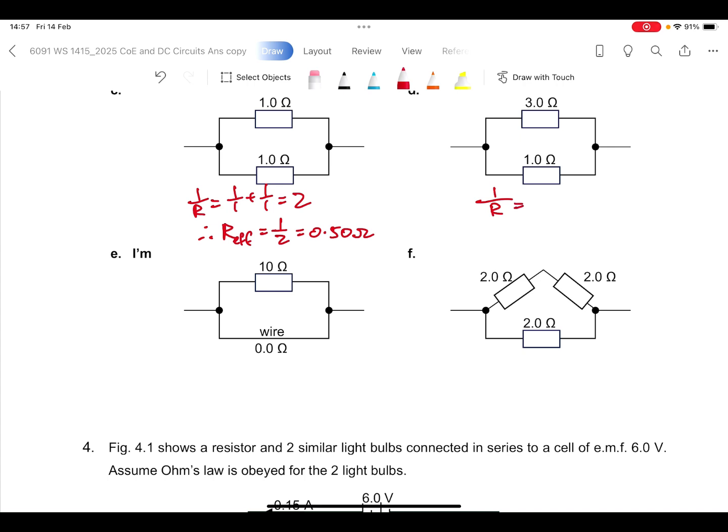Then for the next one, 1 over R equal to 1 over 3 plus 1 over 1. So it's actually 4 over 3. So our effective resistance will be 3 over 4. You flip 4 over 3, you get 3 over 4, so 0.75 ohms.